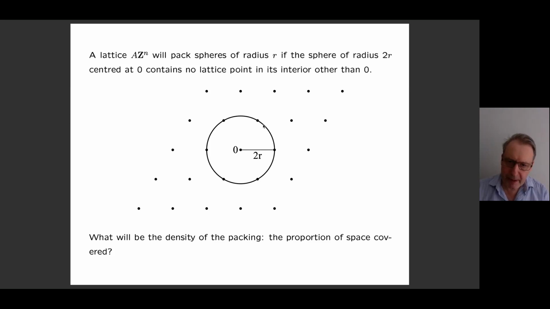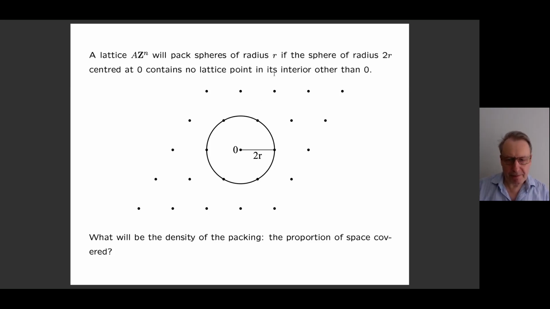The reason is that because of the uniformity of the lattice, if 0 is at least distance 2r from all the other lattice points, then any pair of lattice points will be at least distance 2r from one another, because you can just translate the whole picture. Translate one of them to 0, if you like. So this is another way to formulate the statement that every pair of lattice points are at distance 2r apart, and therefore that spheres of radius r can be packed by putting one centered at each lattice point.